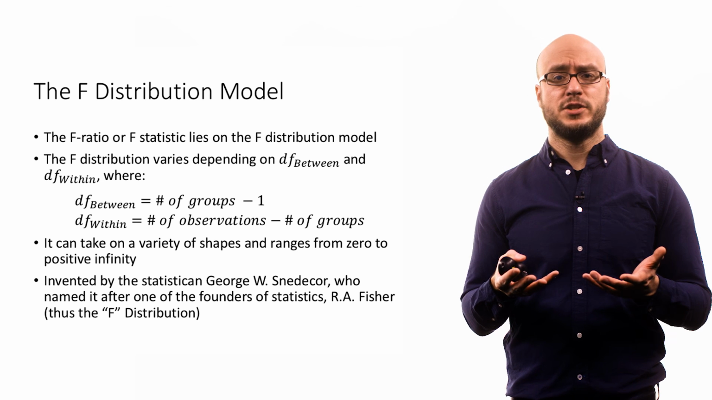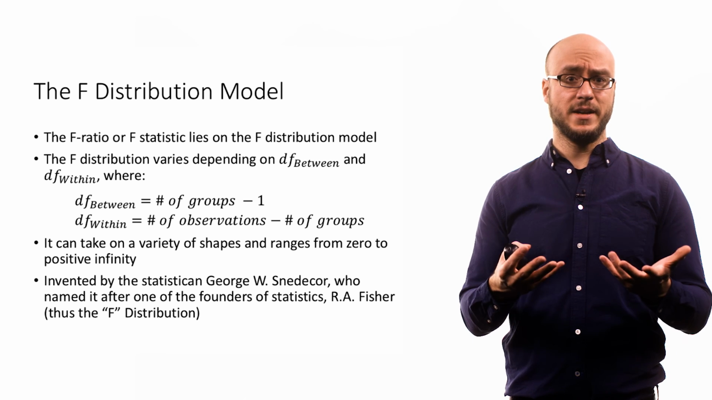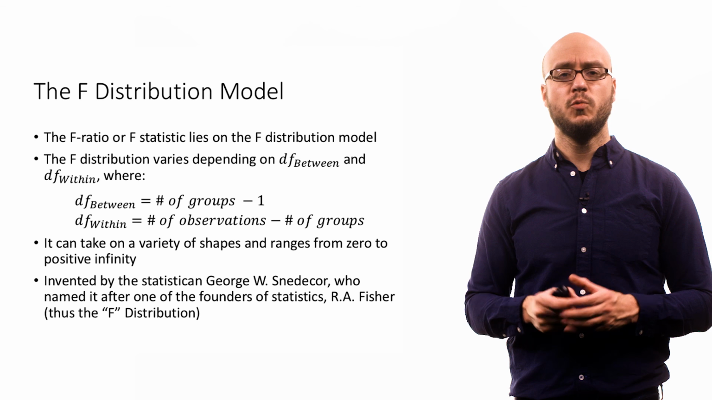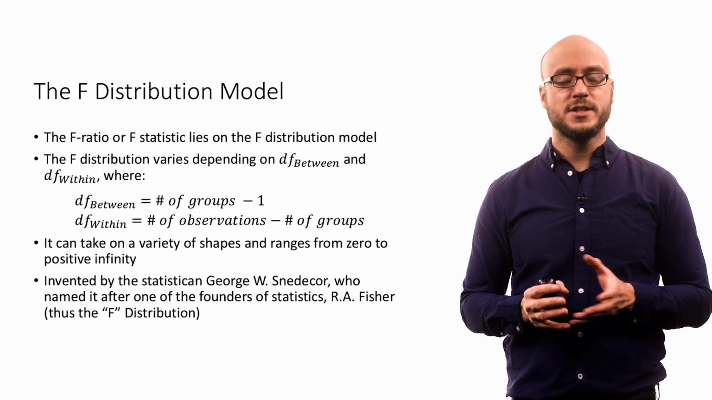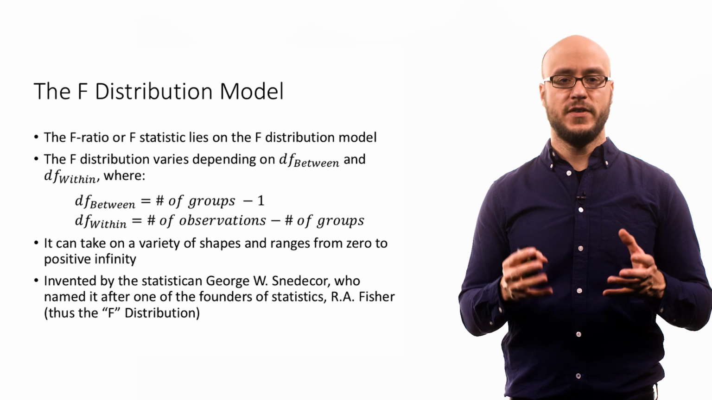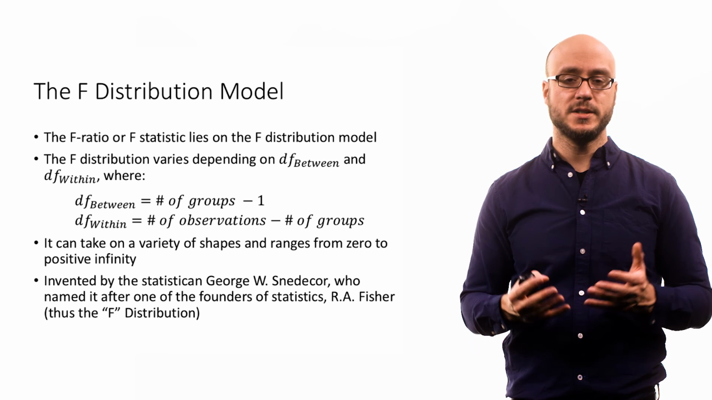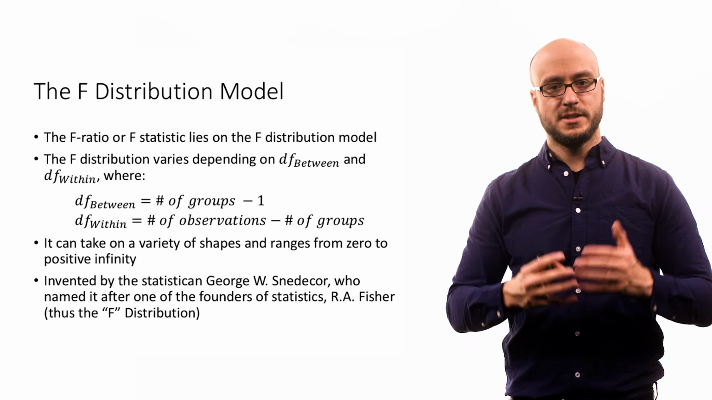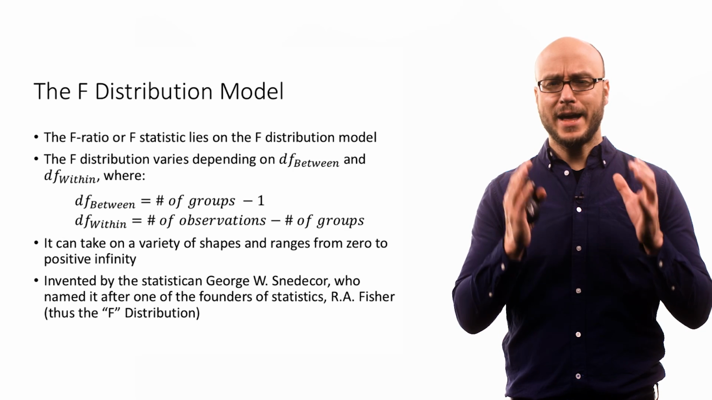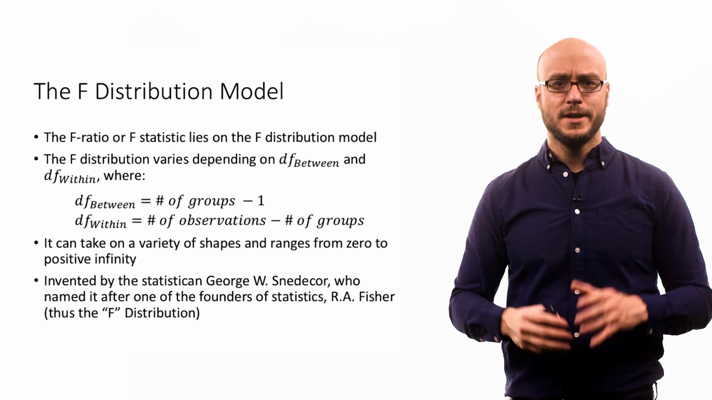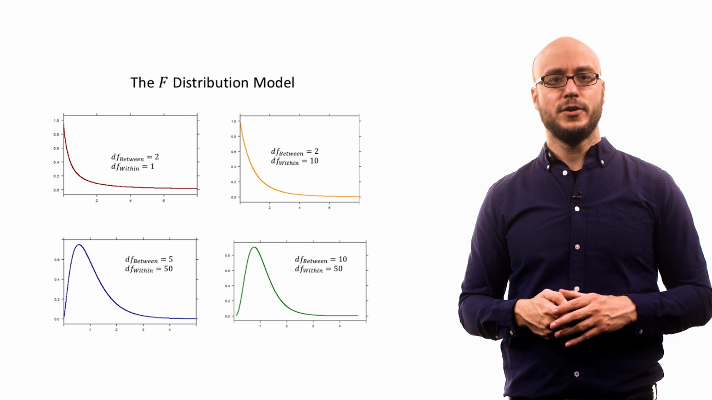It's called the F distribution model because it was invented by a statistician who wanted to name a distribution after one of the founders of statistics, R.A. Fisher. So Fisher, his last name begins with the letter F, and this statistician thought, okay, I'll honor Fisher by calling this the F distribution. That's how you know you've made it in statistics, when you have a distribution named after you.